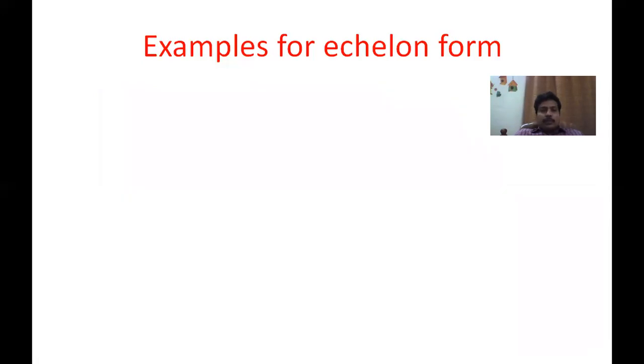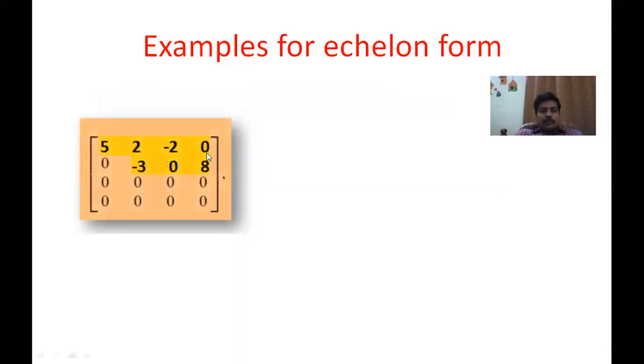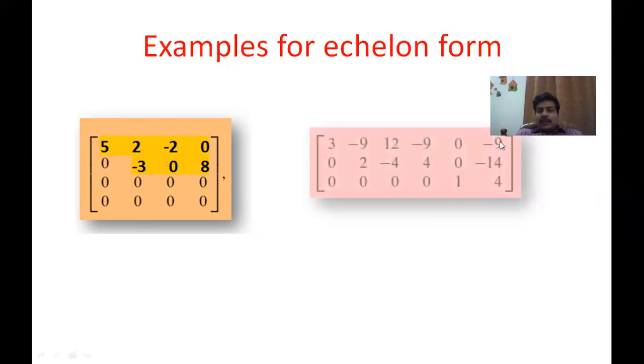So let us look into some more examples of Echelon form. This matrix is in Echelon form. So this is the leading entry, and this is the leading entry, and all the zero rows are below the non-zero rows, and all the entries below the leading entry are zeros. So this is an example for Echelon form, and this is another one.